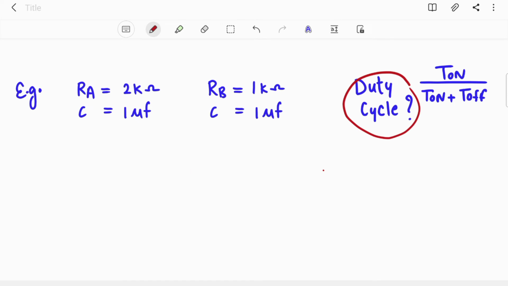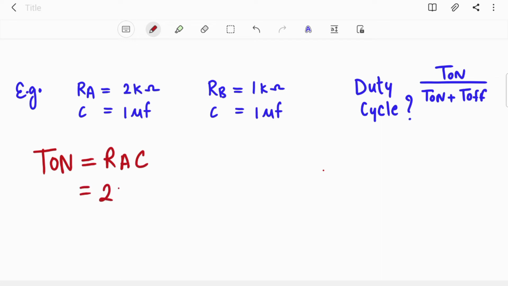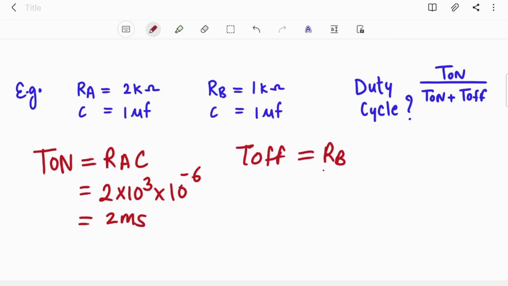Now let's understand how duty cycle will be decided. For example, RA is 2 kilo ohms and RB is 1 kilo ohm, and C is 1 microfarad. So what will be your T on? RAC means 2K into 1 microfarad, so you can say 2 millisecond. And what will be your T off? T off is RB into C, so here it will be 1 millisecond.